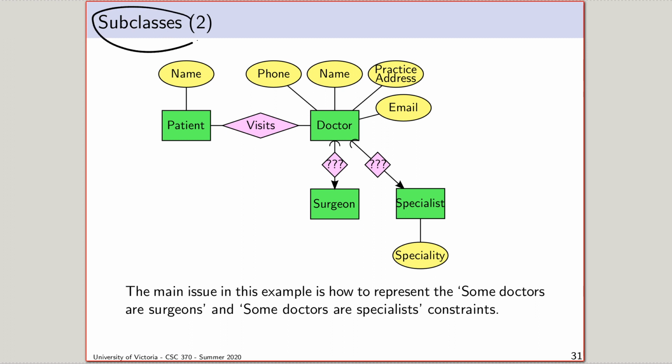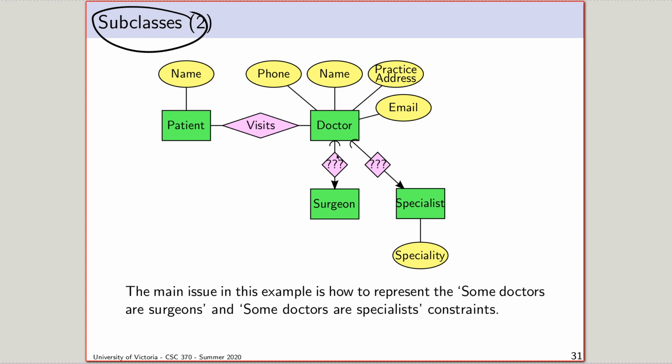It looks a lot like the subclass relationship you'd see in a class hierarchy. So we've got this parent class, doctor, and there are these child classes, surgeon and specialist, where a surgeon, I mean, really, a surgeon does have a name and a phone number and a practice address and an email. They're just inherited from this root entity, doctor.